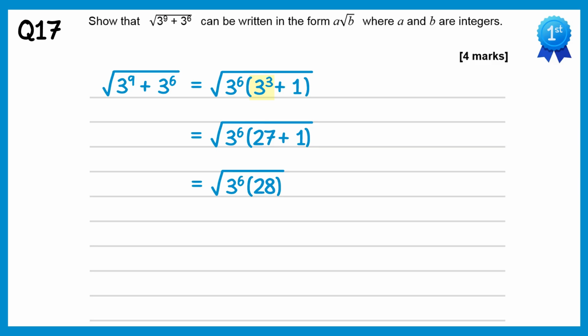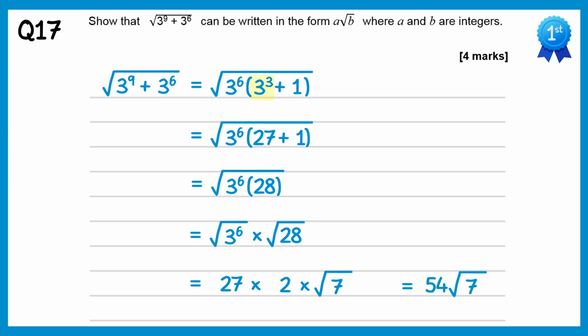You can now use your surd multiplication rule to write this as the square root of 3 to the 6 times the square root of 28. To do the square root of 3 to the 6, you just halve the power, so that's 3 cubed, and square root 28 can be written as square root 4 times square root 7. 3 cubed is 27, so we'll change that, and square root 4 is just 2. So we have 27 times 2 times root 7. 27 times 2 is 54, so this is 54 root 7, and that's now in the form we were asked for.